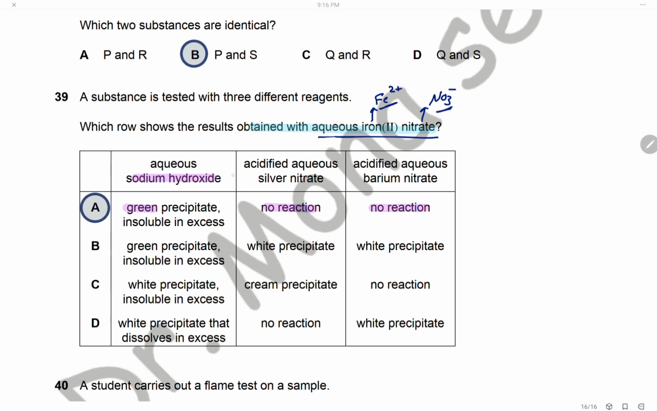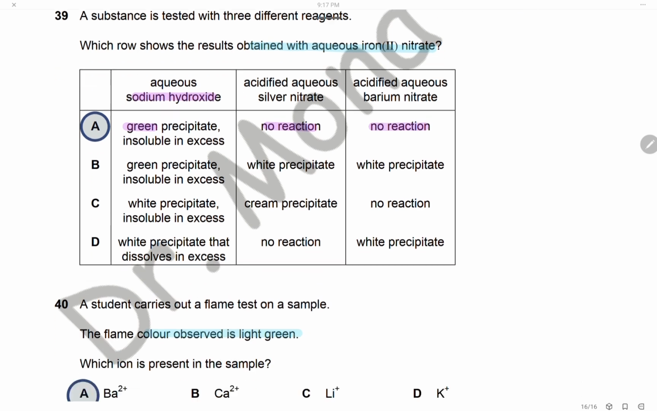With aqueous sodium hydroxide, iron(II) ions give a green precipitate of iron(II) hydroxide, and with acidified silver nitrate, of course here we don't have halide ions, so there will be no reaction, and acidified barium nitrate also no reaction because we don't have sulfate, because barium nitrate is used to test for sulfate to form the precipitate barium sulfate. So if no reaction, we don't have sulfate, the only positive result will be with sodium hydroxide, a green precipitate of iron(II) hydroxide. So the answer is A.